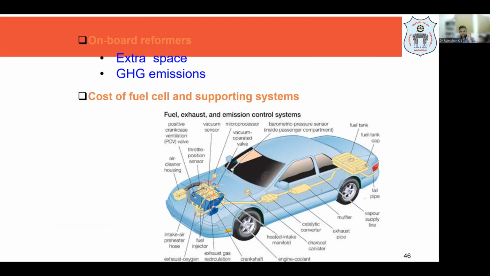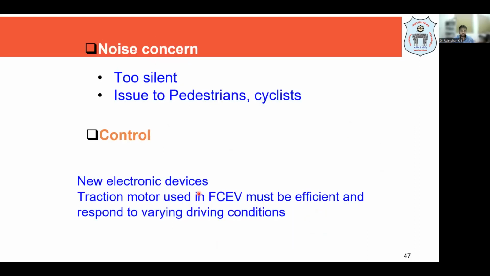Okay, and there is a problem with onboard reformers when you are not using hydrogen as a fuel, because these onboard reformers occupy extra space, and they also release greenhouse gas emissions. And there is also the cost of the fuel cell and supporting system. You can see here that the support system for a fuel cell is there. So many supporting systems are required, which makes the cost a bit higher.